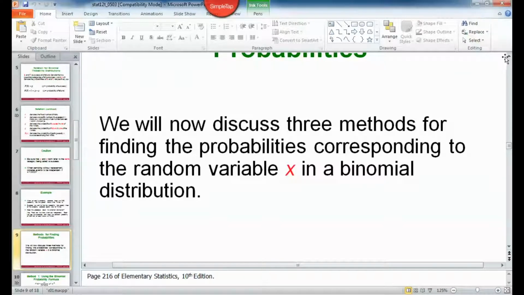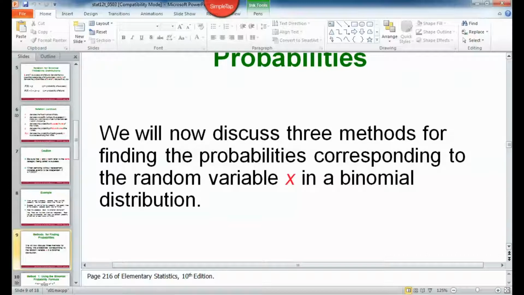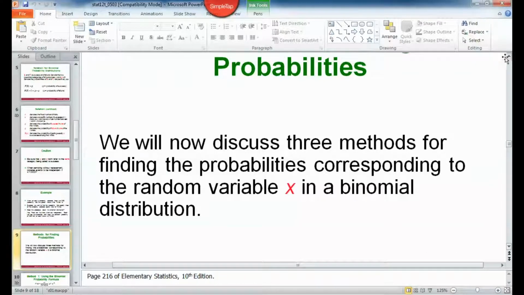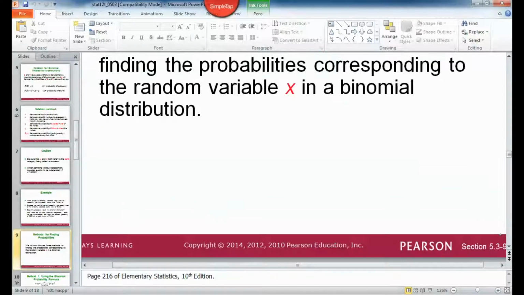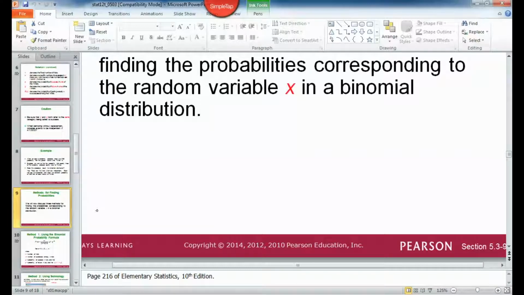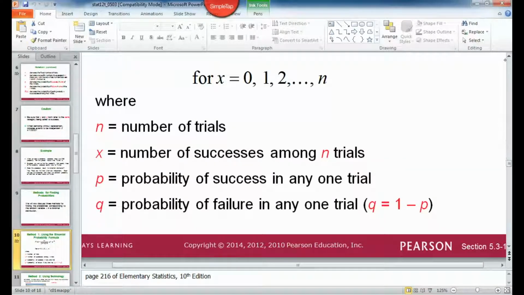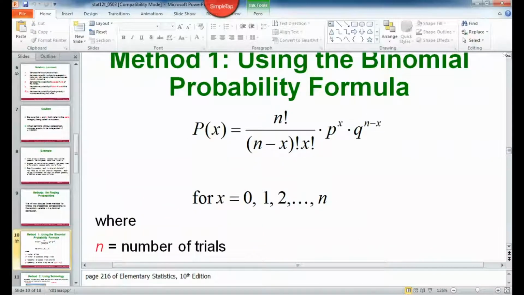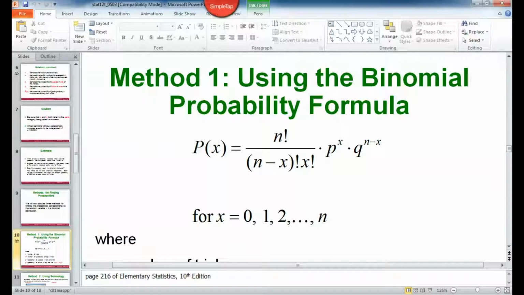All right. Probabilities. And we're getting closer now to the actual binomial probability formula. Now, there are a couple of different ways that you can find the probabilities of a random variable x in a binomial distribution. One of the ways is by using the actual formula. This is on your formula sheet, the insert from your book.